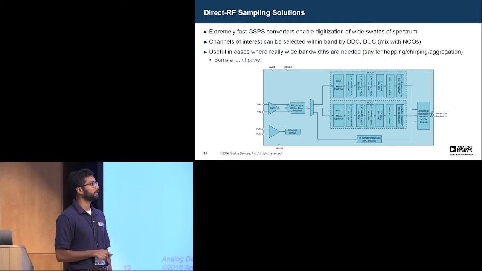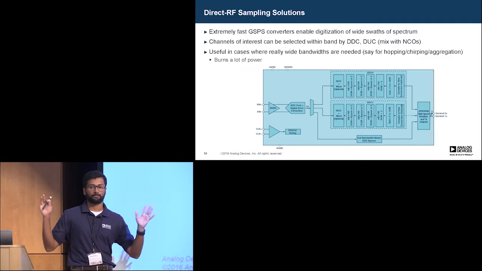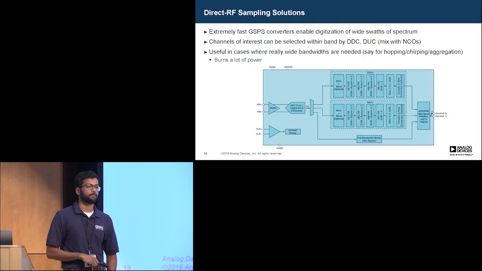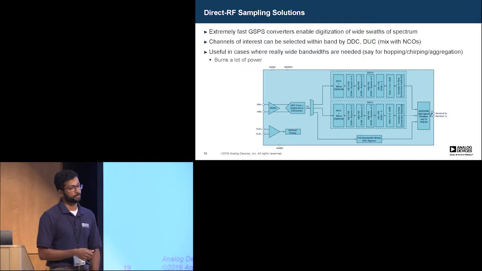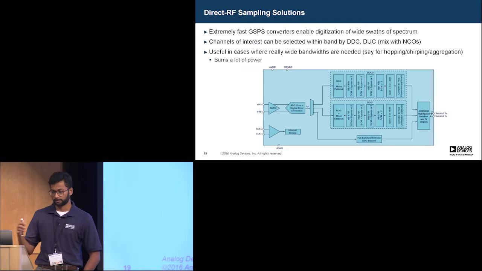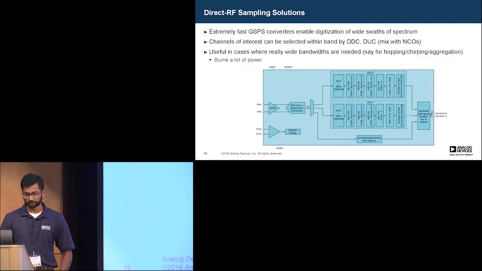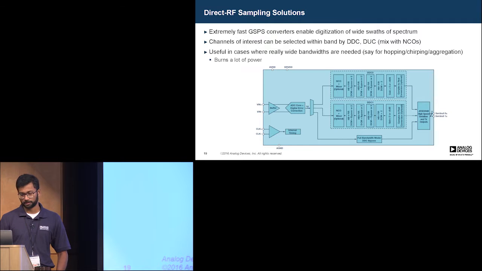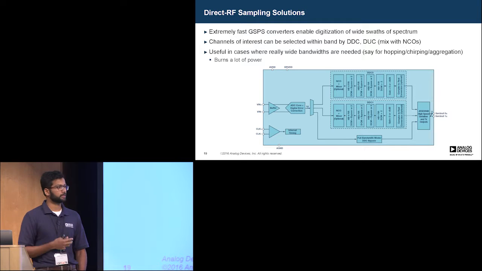This is something that would be meaningful for, let's say, really wide swaths of bandwidth. Let's say you want to do multi-gigahertz type digitization, and this is where it would come into use because you're running like 10 gigasamples per second converters, for example. You can choose the channels of interest to cut down your throughput requirements on your digital interface by having a DDC or a digital up conversion that mix with numerically controlled oscillators. These are good for certain applications.